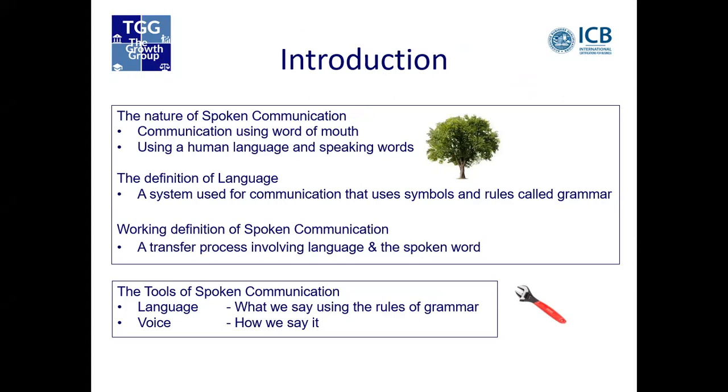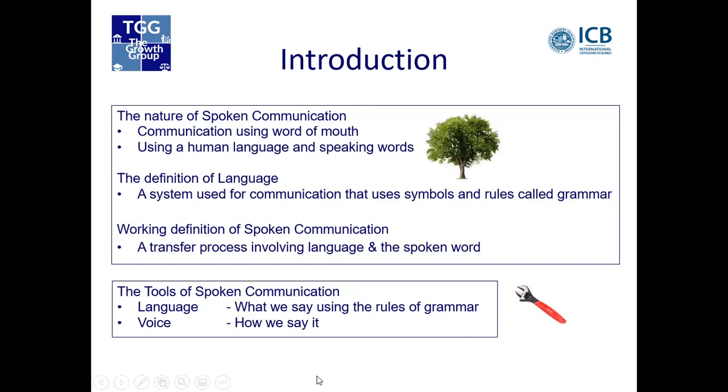The definition of language, therefore, is a system used for communication that uses symbols and rules, and these rules are called grammar. A nice working definition of spoken communication is then a transfer process involving language and the spoken word. Obviously, if it's communication, there must be this transfer, and it's telling us that this transfer has two components to it, the language and the spoken word.